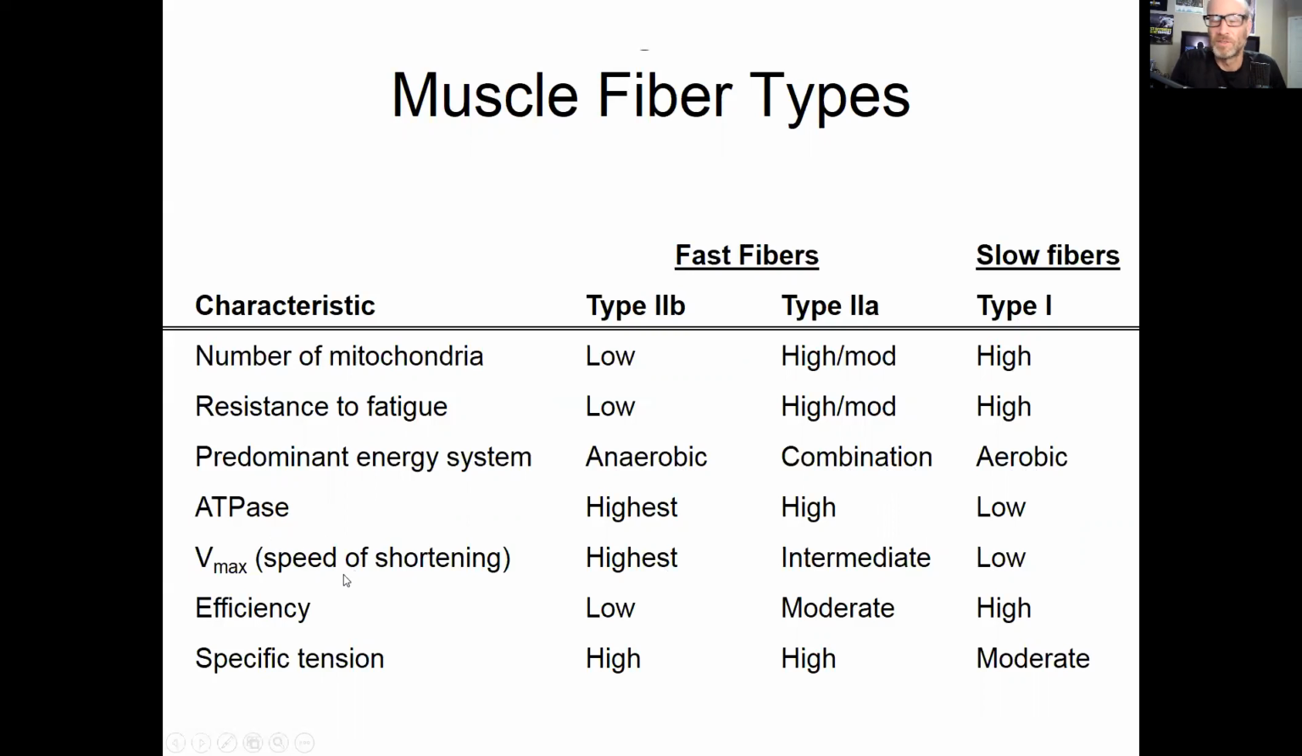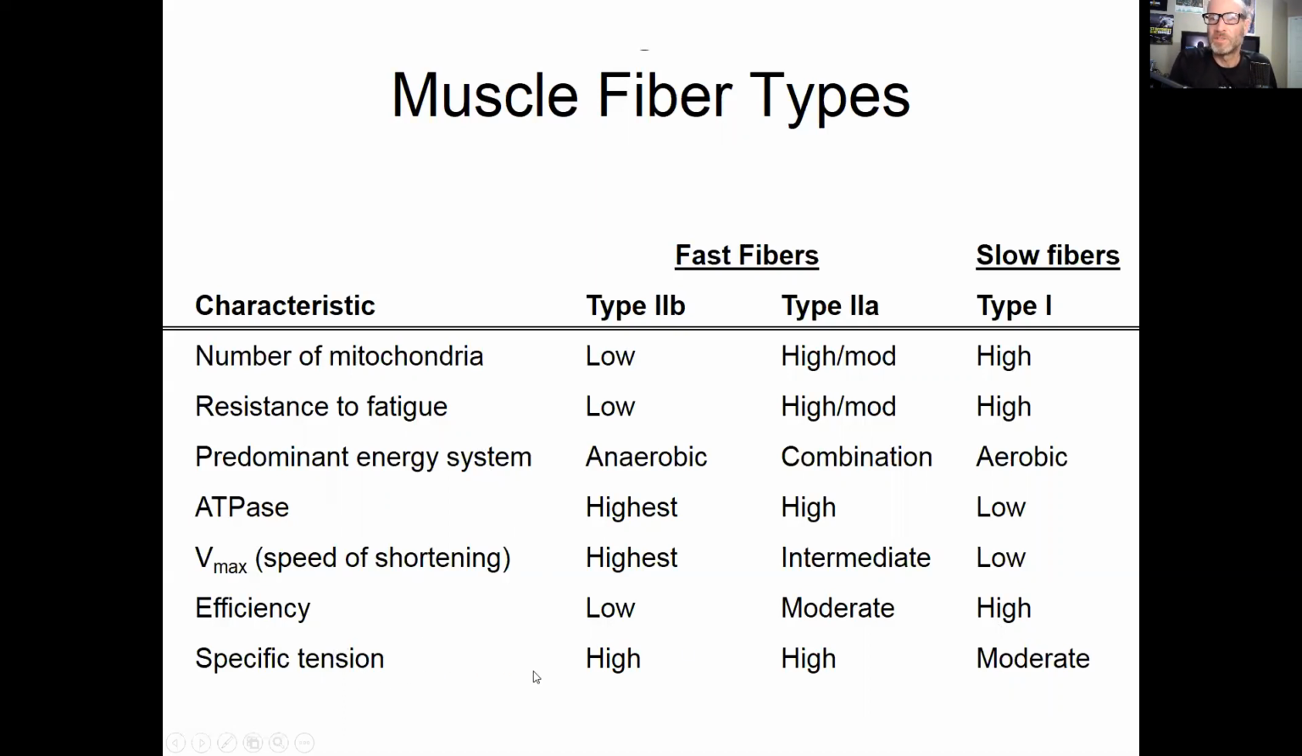ATP. The speed of shortening is faster for type 2 than type 1. Efficiency, I don't really like this term, but we do get to use it in terms of how much energy you get out of a system versus how much energy you start in a system. Type 2 tend to be low in terms of efficiency. Think about it this way: when you do high intensity sprints, you get hot faster than maybe doing a low intensity, long duration run. That buildup of heat quicker in the sprints is because there's less efficiency. You're generating more heat for a given level of energy input.